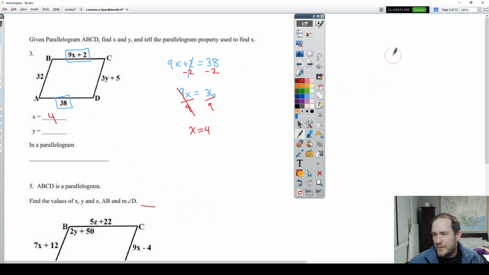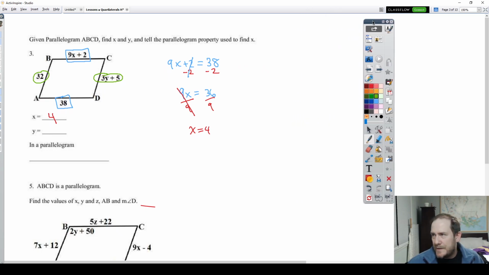Okay, to solve for y, we're going to do something really similar. We can see a y expression here. It's opposite from this 32. So we're going to write an equation that's basically the same as we had before. We're going to notice that this time around, the 3y plus 5 equals 32.